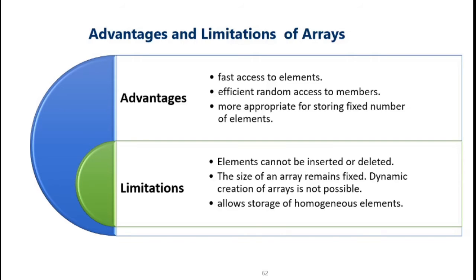Whenever you declare any array, you can directly jump to any element using the subscript or index. So efficient random access to the members. This is one of the advantages of arrays. Then fast access to elements. You can quickly access the elements of the array, and whenever you want to store a fixed number of elements, then arrays are more appropriate. Say for example, you want to store 10 elements, 20 elements, 15 elements. If you know the size or number of elements in advance, then you can make use of arrays more efficiently.